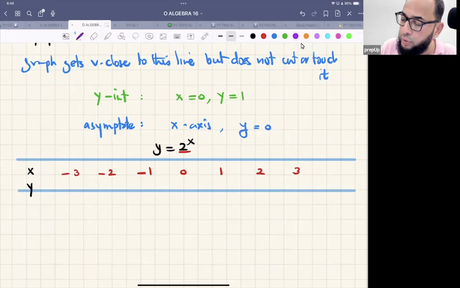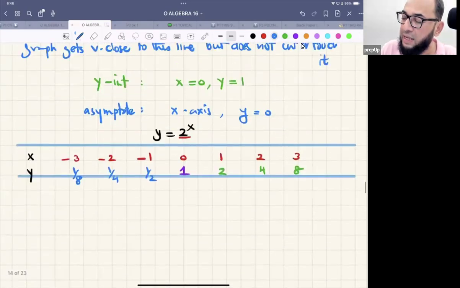Now 2 raised to the power of 0 is 1. 2 raised to the power of 1 is 2. 2 raised to the power of 2 is 4. 2 raised to the power of 3 is 8. What about 2 raised to the power of -1? That is half. 2 raised to the power of -2 is 1/4. 2 raised to the power of -3 is 1/8.